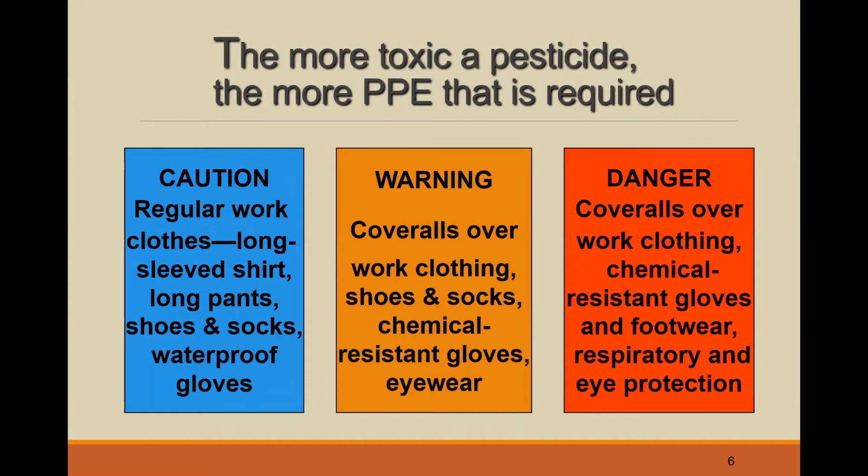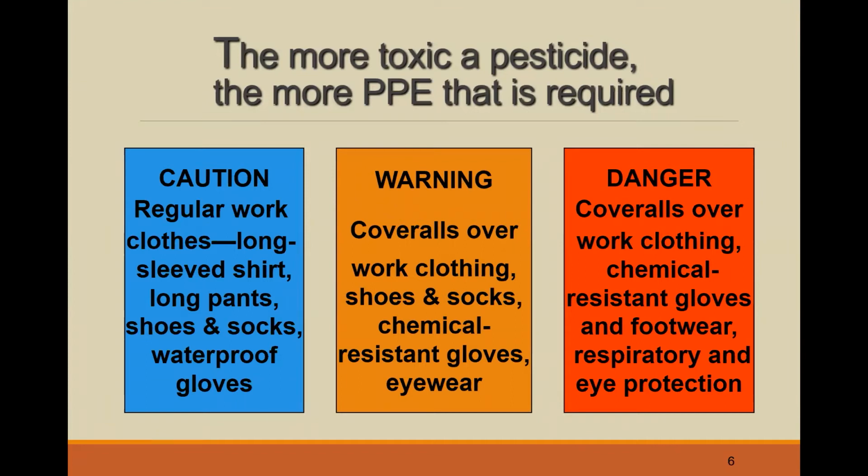we're looking at using things like the coveralls, overwork clothing, so that we have our work clothes, but we're covering those up with an additional layer. We're also using chemical resistant gloves and footwear, and then using respiratory and eye protection so that we're not breathing that in and there's not a chance for accidental contact into our eyes. So all of those things, in addition to our basic workwear, that'd be our long sleeve shirt, our long pants, socks, shoes, and our hat.